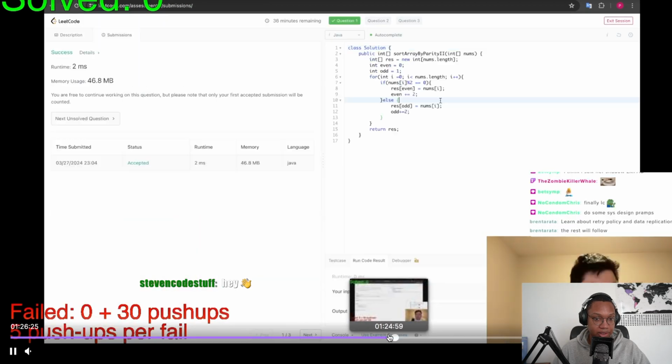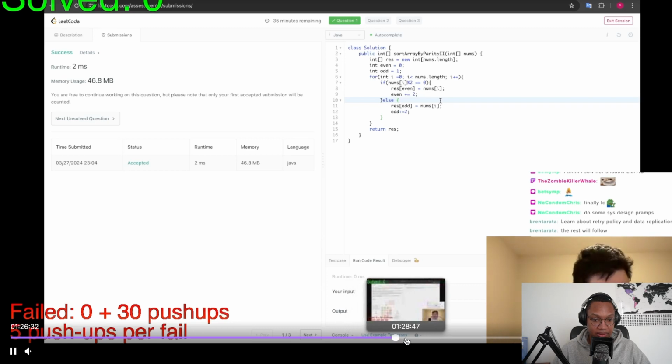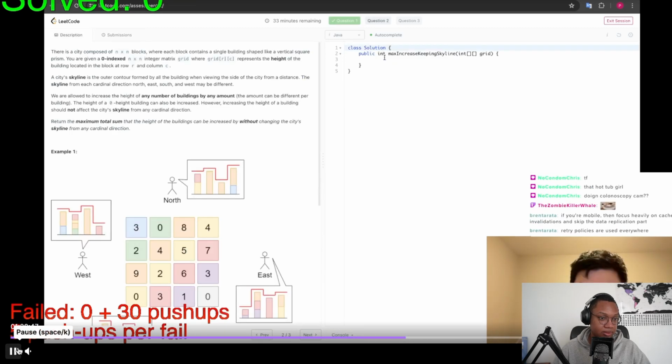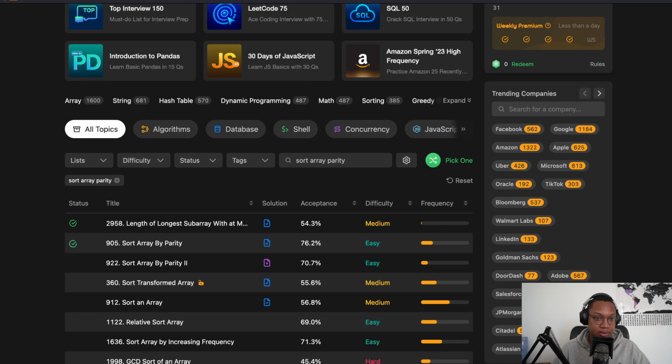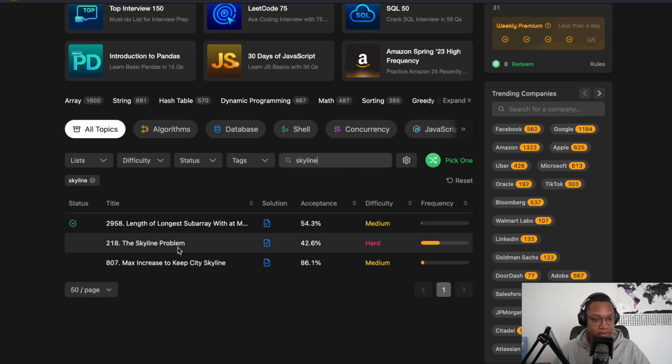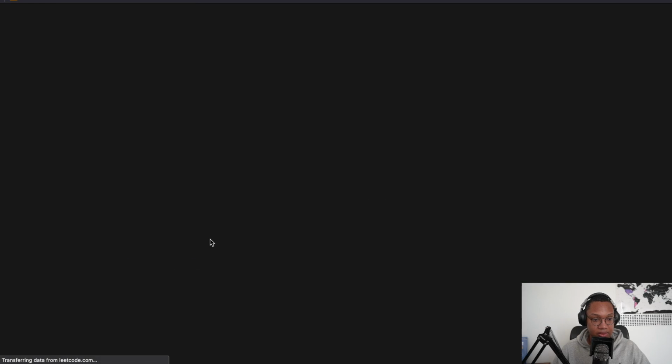Okay, here we go. So he did do this one pretty fast. And then we go with this one. Okay, what is this? Max increase keeping skyline. Make skyline. This one.